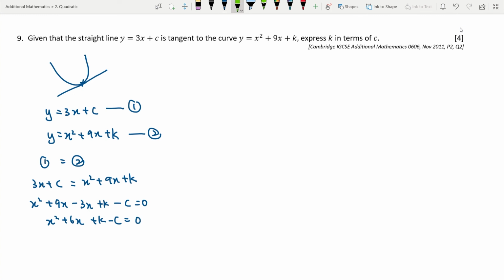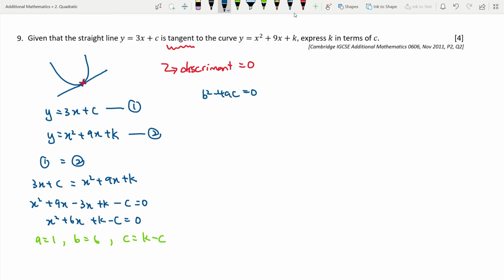For this equation, our a is equal to 1, b is equal to 6, and c is equal to k minus c. Tangent to the curve indicates that it has only one solution. Therefore, the discriminant is equal to 0. b squared minus 4ac is equal to 0.